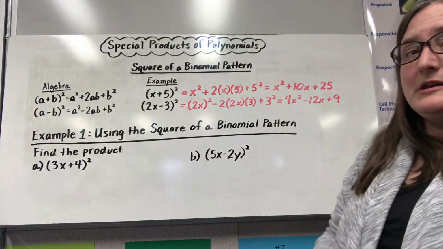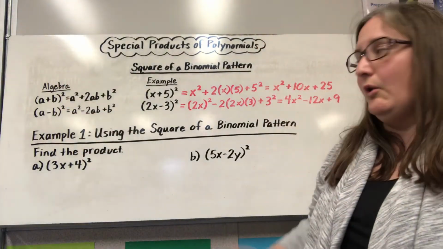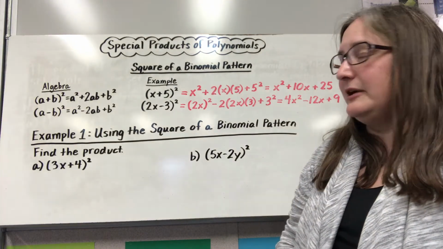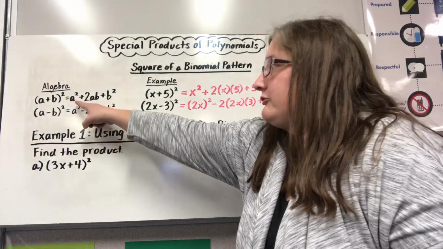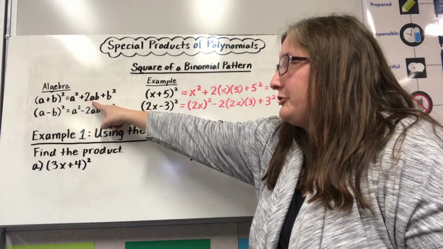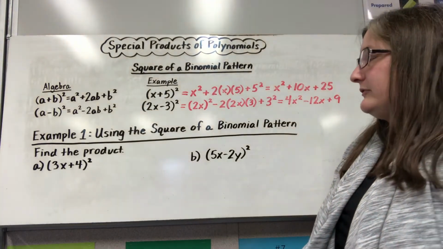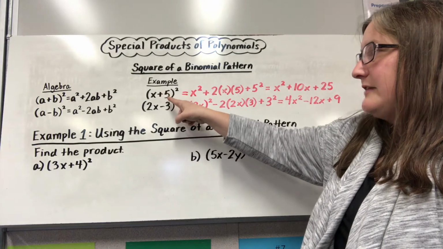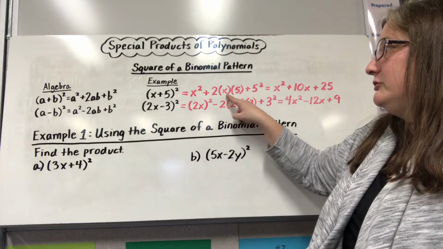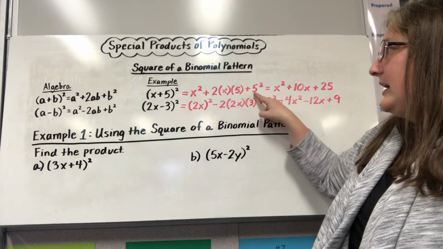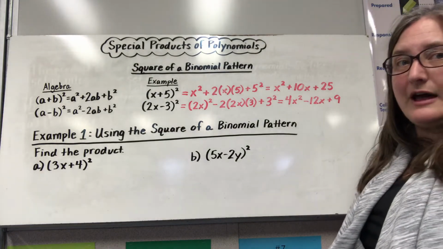One of these patterns we see is if we have two terms that we're adding and we're squaring that whole entire set. So if I have a plus b, I'm adding two terms and squaring that. I'm always going to end up with the first term squared plus 2 times both terms plus the second term squared. So for example, if I have x plus 5 squared, x is my first term, 5 is my second term, I'm going to end up with x squared plus 2 times x times 5 plus 5 squared. Or simplified, that is x squared plus 10x plus 25.